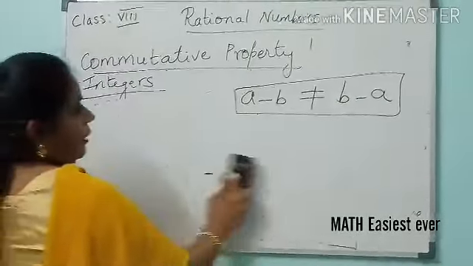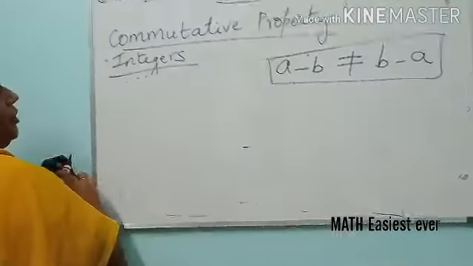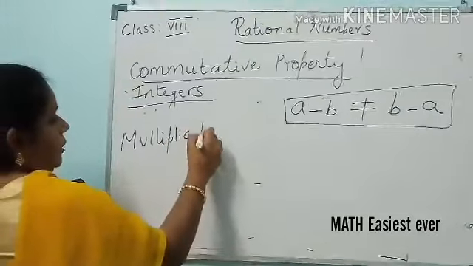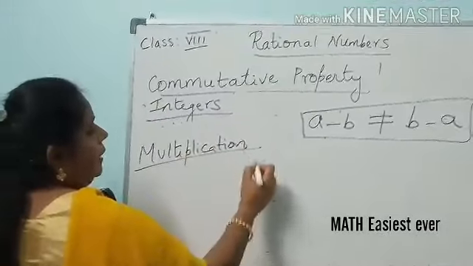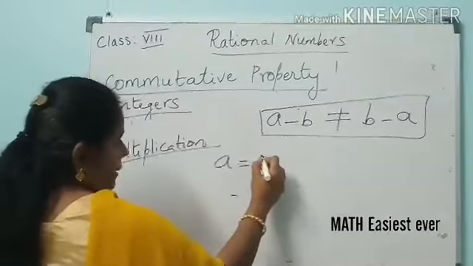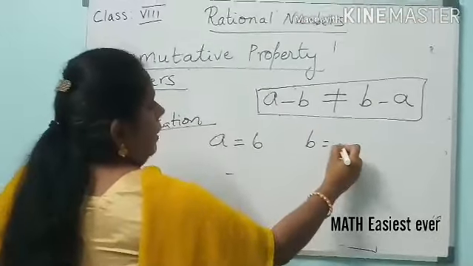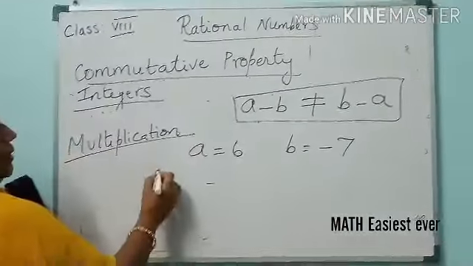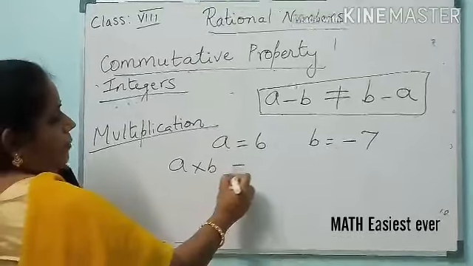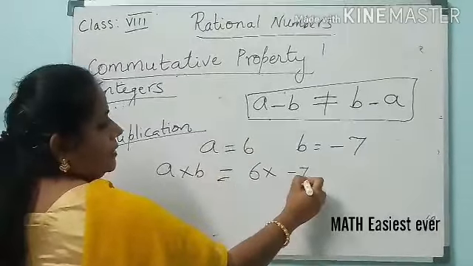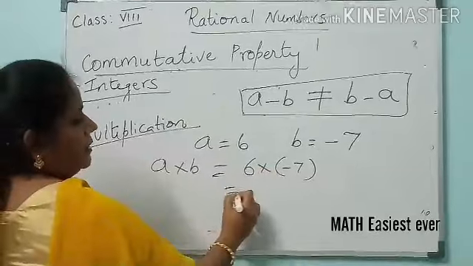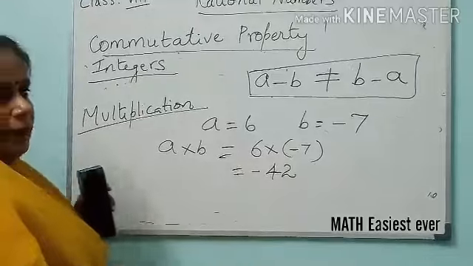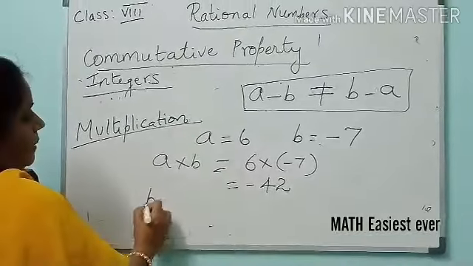Next, let's go for multiplication. Take any integer A as plus 6 and B as minus 7. What is A into B? It's 6 into minus 7. What is 6 into minus 7? 6 sevens are 42. It's minus 42. What is B into A?